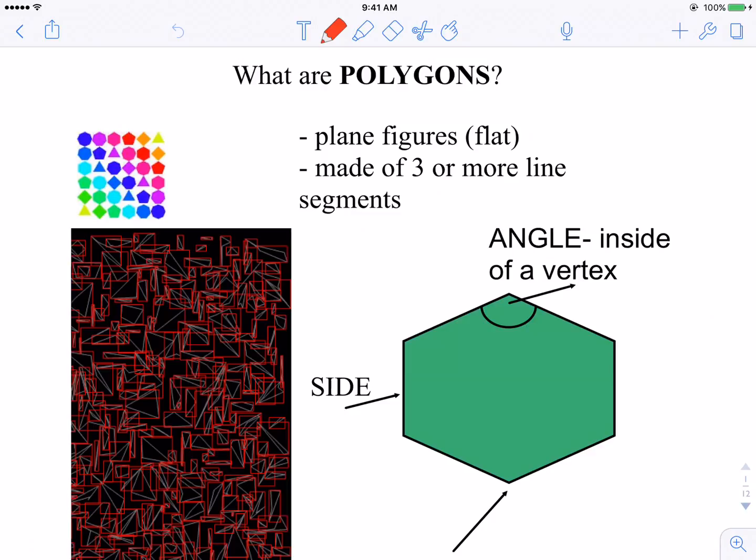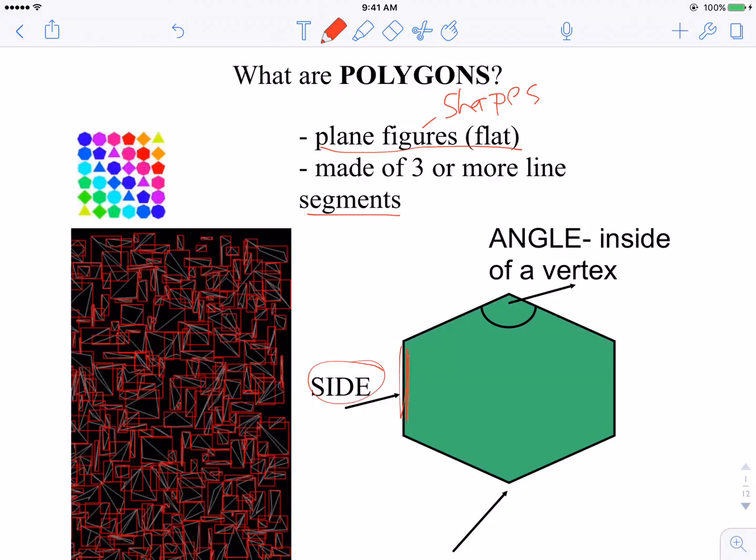What are polygons? Polygons are plane figures, which are flat. Another word for figures is shapes. Figures are shapes. They have to be flat, they're not three-dimensional. They're shapes that you draw on a piece of paper, and they're made of 3 or more line segments. The line segments make the sides of the polygon.